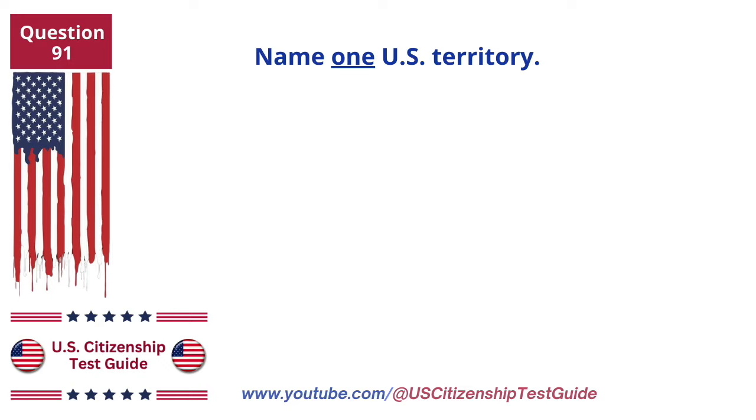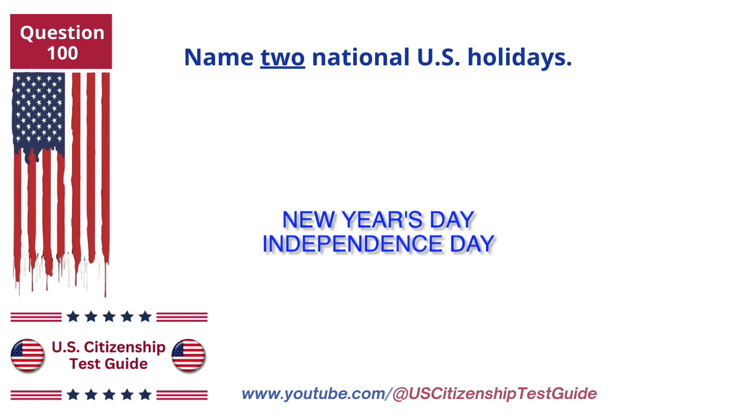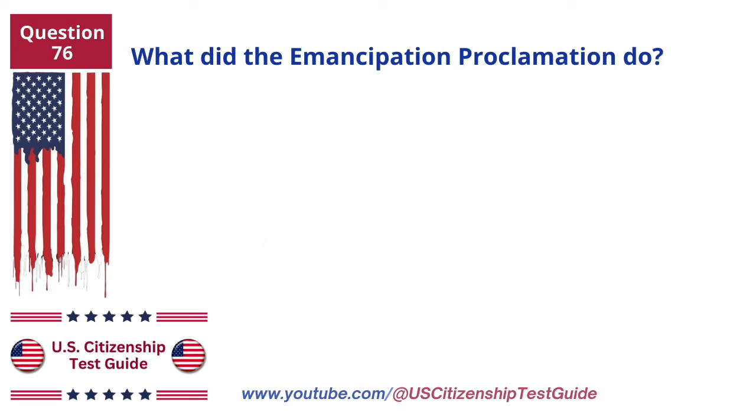Name one U.S. territory. Guam. Name two national U.S. holidays. New Year's Day. Independence Day. What did the Emancipation Proclamation do? Freed the slaves.